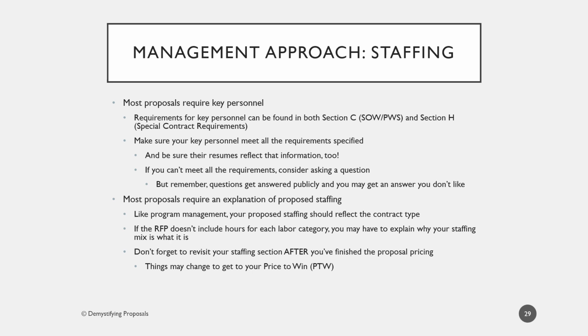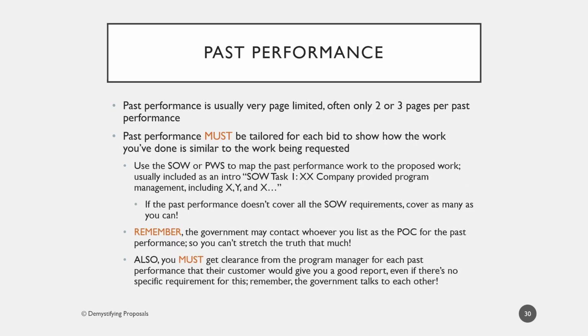Don't forget to revisit your staffing section after you finish the proposal pricing, because your price to win is probably going to affect your staffing. As I said initially, past performance is usually very page limited. Often you're only allowed 2 or 3 pages per past performance. Sometimes it's even only 1 page per past performance.